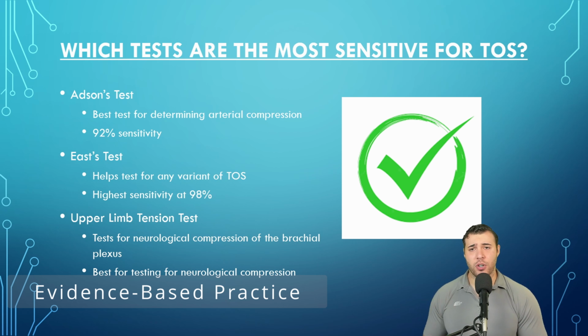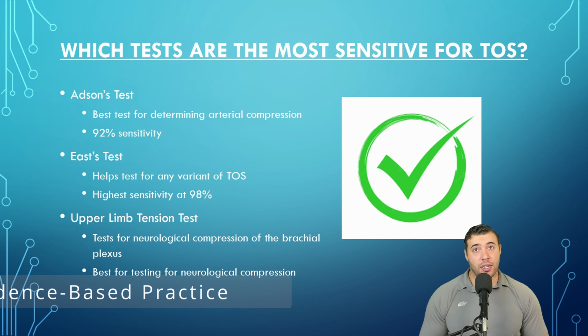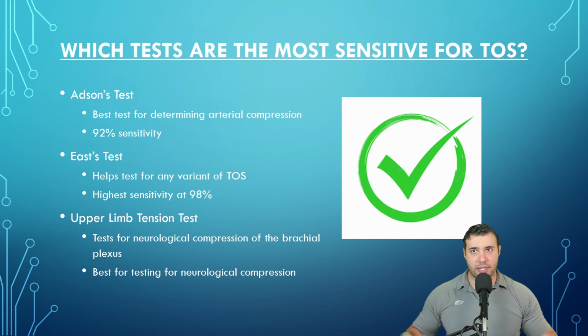And kind of what I found here was that the Adson's test is best for determining arterial compression. It has a 92% sensitivity. The East test helps test for any variant of TOS, so it's just good for overall testing. I know it looks a little silly, but it's what allows for testing of it. And it has the highest sensitivity at 98%.